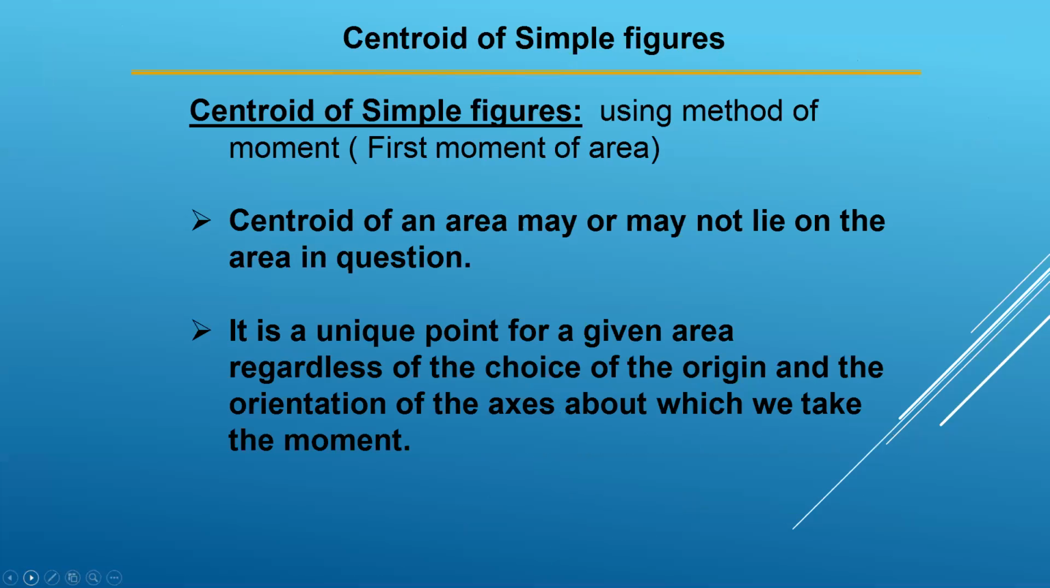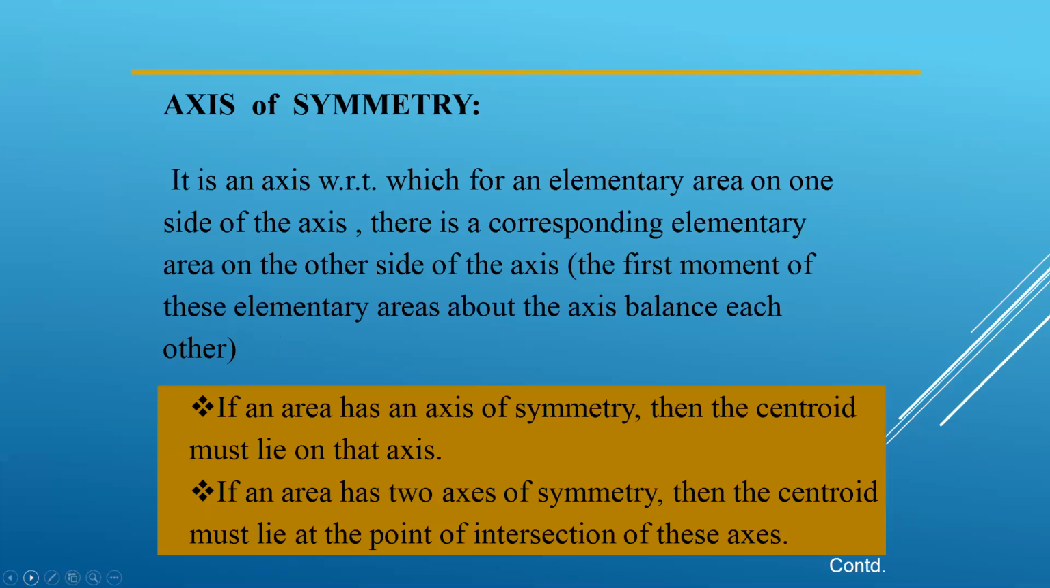All right, so as the slide says, using the method of moments, you'll find the first moment of area. The centroid of an area may or may not lie on the area in question. It is a unique point for a given area, regardless of the choice of the origin and the orientation of the axis about which we take the moment. So you have to be careful. What we call the axis of symmetry, right?